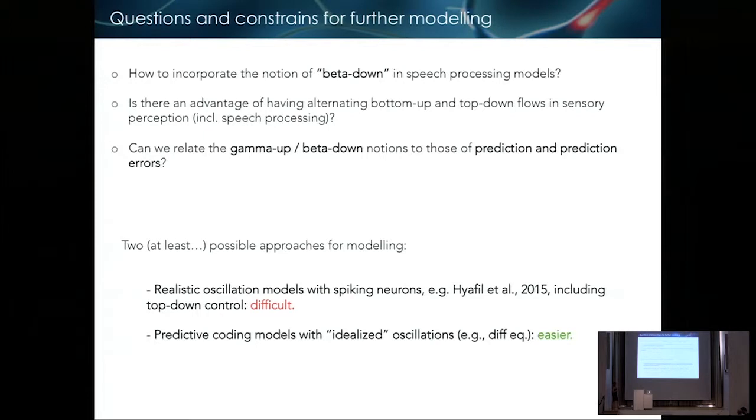Okay, so we think that there are at least two possible approaches. One would be to create realistic oscillation models, the same kind as I showed you before, with spiking neurons. But it's going to be very difficult because if we want to do that, we need several stages. We need auditory cortex plus a stage where there is integration, at a word level or a syllable level. So it's going to be difficult. Or we go for a predictive coding model with idealized oscillation, which is an easier way. And I just want to show you a few slides about this work.